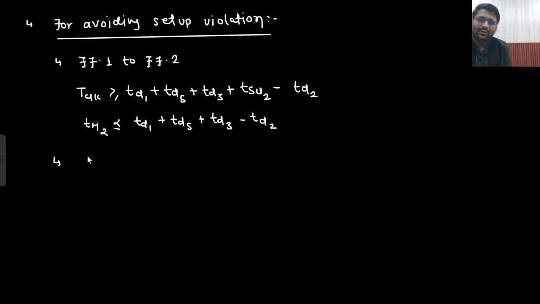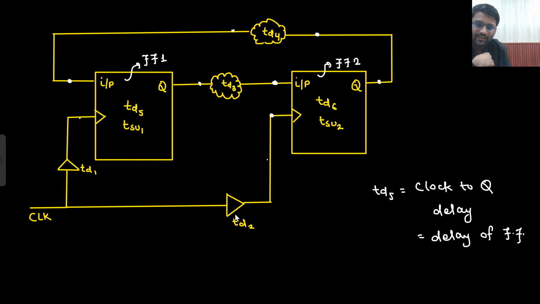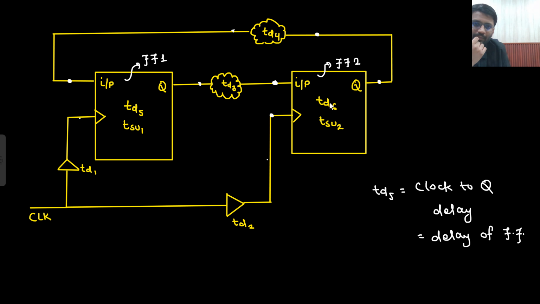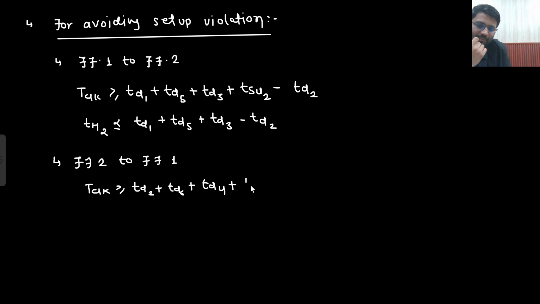Okay. So the equation is that now we are working from flop 2 to flop 1. So your T clock should be greater than or equals to TD2 plus TD6 plus TD4 plus T setup 1.